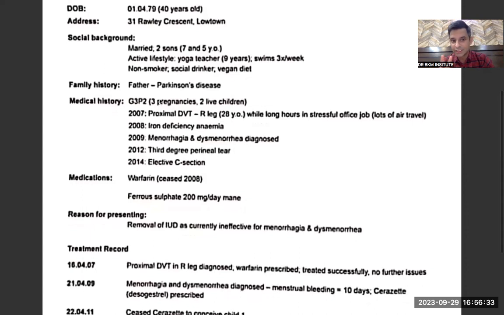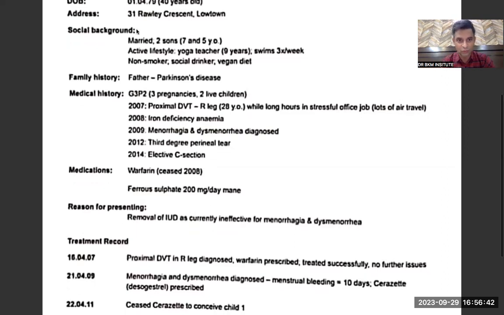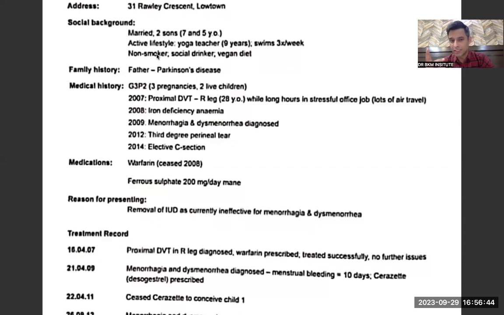Okay. G3P2, three pregnancies, two live children. Three pregnancies she has already done. Three pregnancies she had, two live children. So that is why she is having two sons. 2004, DVT, right leg, while long hours in stressful office job. I don't need this data because I just want an ultrasound. I just want investigation for IUD.